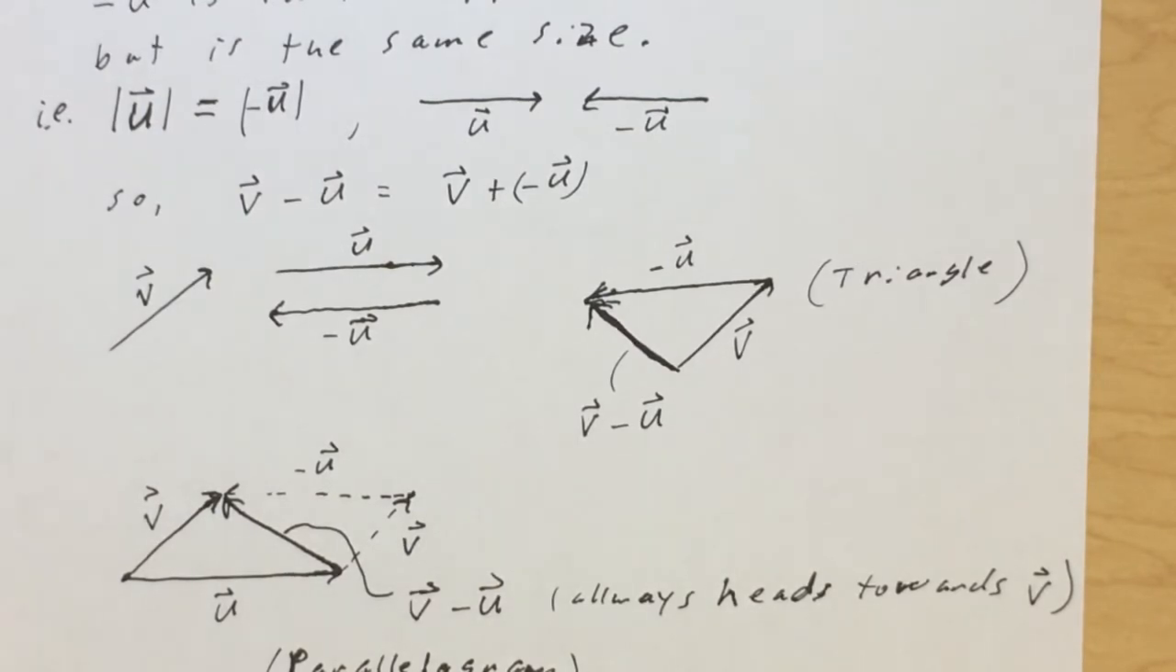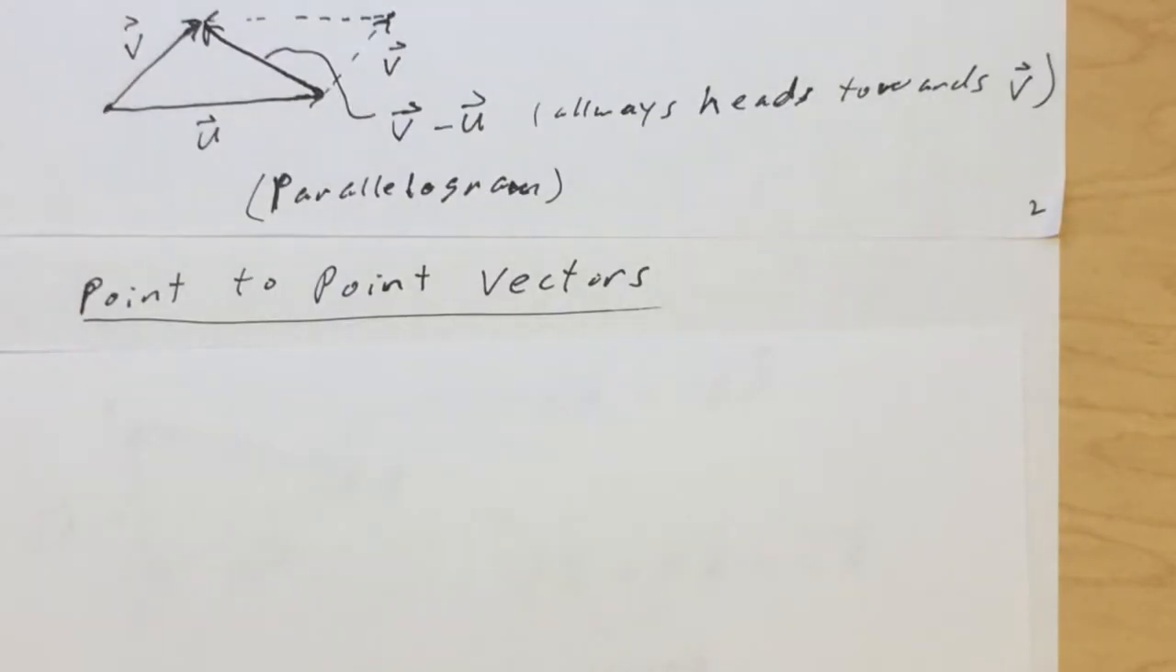Next thing we want to look at is point-to-point vectors. As I said before, vectors don't really have starting points. If two vectors are equal, it means they're equal in magnitude and direction. They can start at any point. But if we want to give them starting points, that's okay. We can give them a starting point and an ending point, and that will help us define the length of the vector and the direction of the vector.